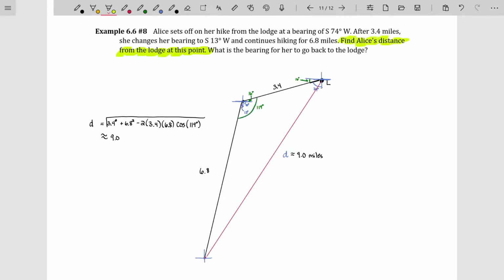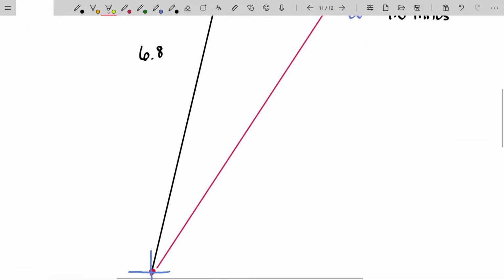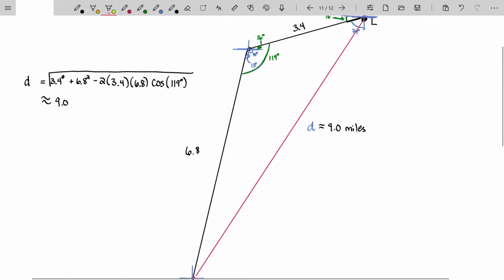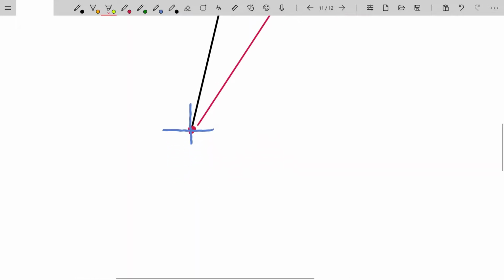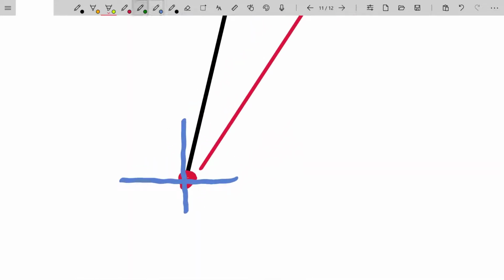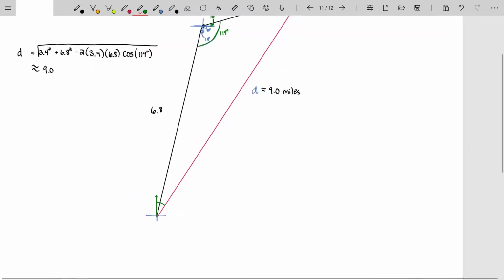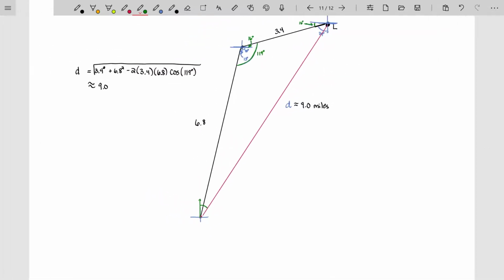Now we need to know, how is she going to get back? If she wants to walk on that red line all the way back, how is she going to do that? What is the bearing? In other words, is she going to first face north or south? Well, that's a silly question. She's totally going to first face north. So she will, I'll use green for this, she'll face north first, and then she'll turn through this angle right there. Well, I'd love to know what that angle actually is, and I kind of do.